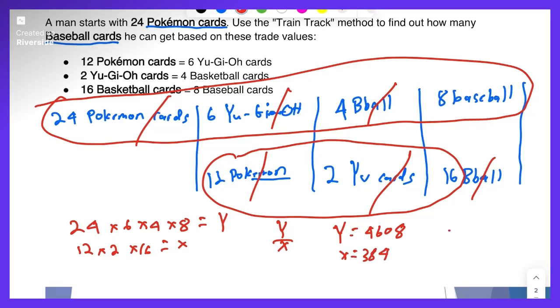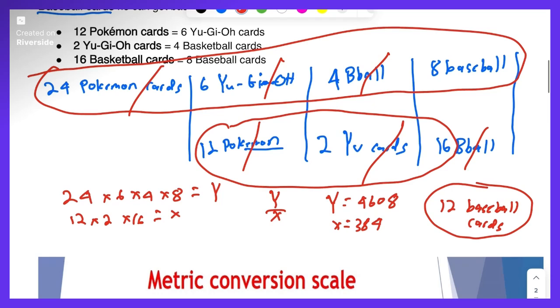So if we do y divided by x, we get 12 baseball cards. And it's also important to write down the units because some professors or teachers might take off points.